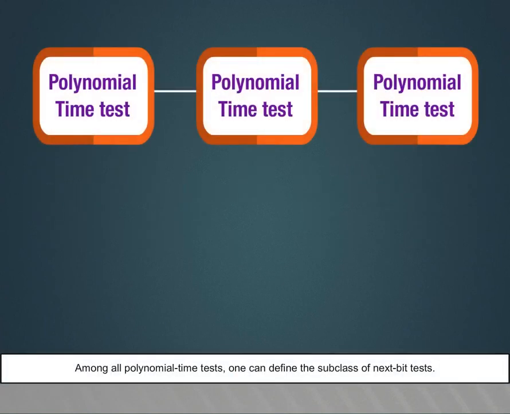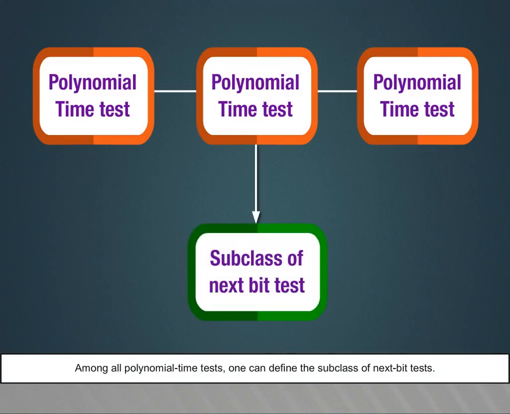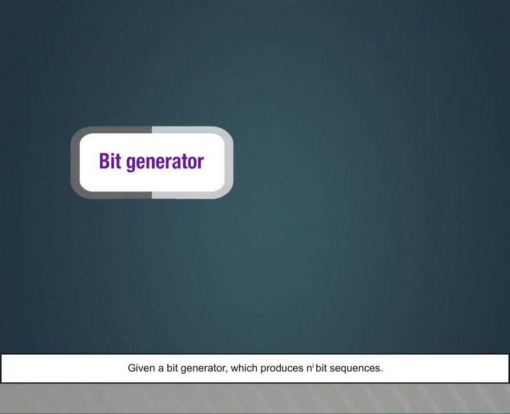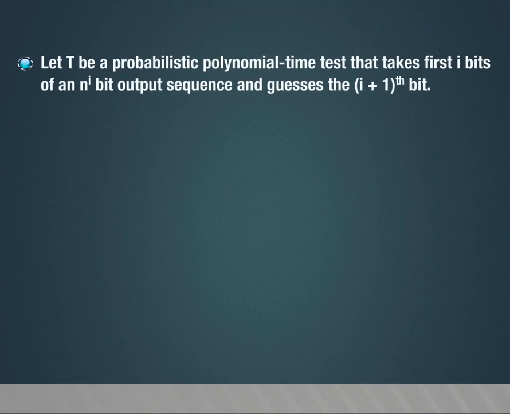Among all polynomial time tests, one can define the subclass of next bit tests. Given a bit generator which produces n^l bit sequences, let T be a probabilistic polynomial time test that takes the first i bits of an n^l bit output sequence and guesses the (i+1)th bit.